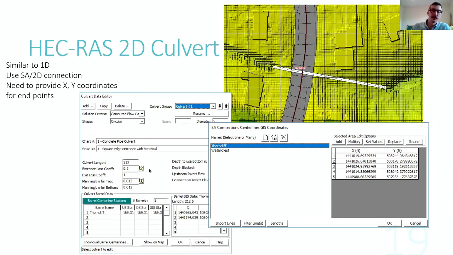Also, unlike SRH-2D, RAS is actually simple and efficient with culverts. Inputs for modeling a culvert in 2D RAS are very similar to a 1D model. And because you're using a 2D model, it allows you to have overland flow over the top of that culvert once it's reached its capacity, which is nice.